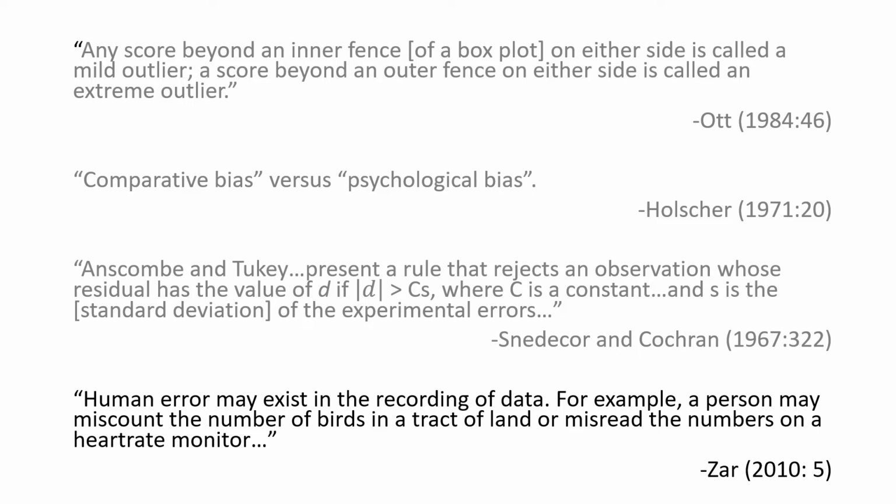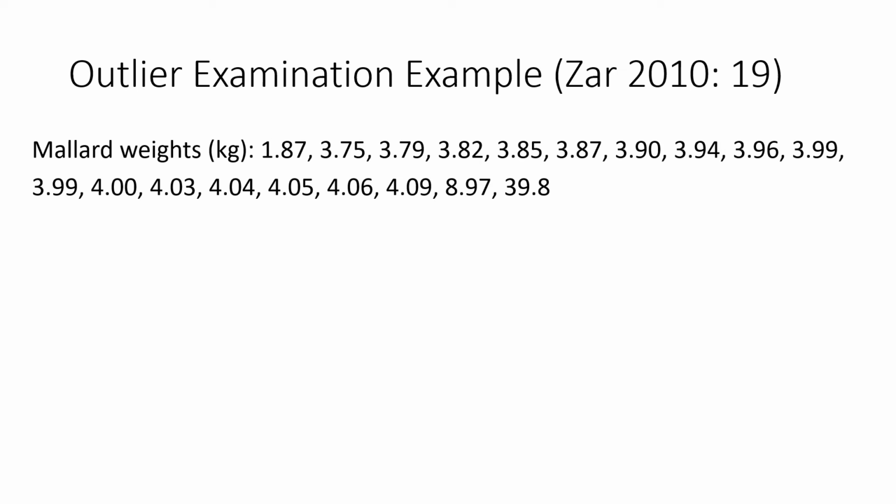But that isn't really what we're looking at here, and Czar goes on to give us some ideas of what to do next. He gives a nice example. Basically, he presents a data set that's supposedly some weights of mallard ducks in kilograms, and he just lists them out. At first glance, you're like, okay, here's a bunch of numbers. But the longer you stare at it, there are problems here. This is kind of a hot mess.